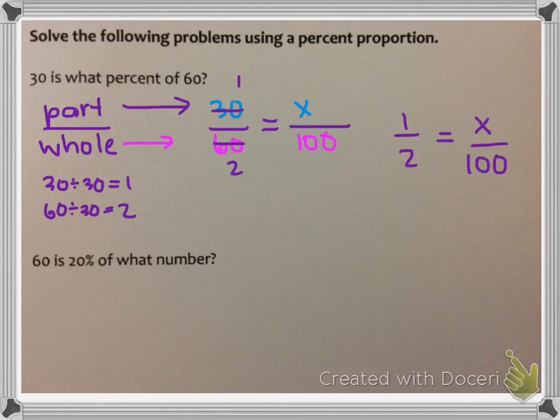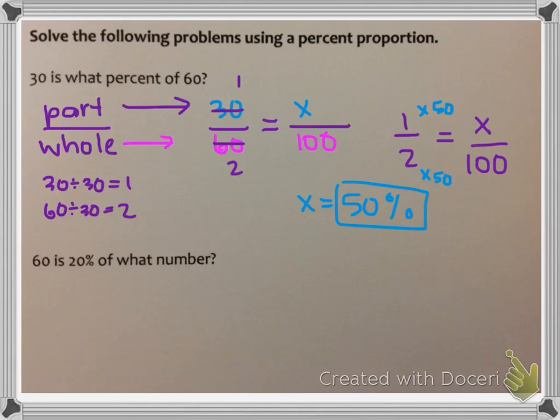And I can easily solve this by saying, well, I know that I can take this 2 and multiply it times 50 to equal 100. And whatever I do to the bottom, I have to do to the top. 1 times 50 equals X. If 1 times 50 equals X and 1 times 50 equals 50, then 50 equals X. So our percent is 50, 50%.